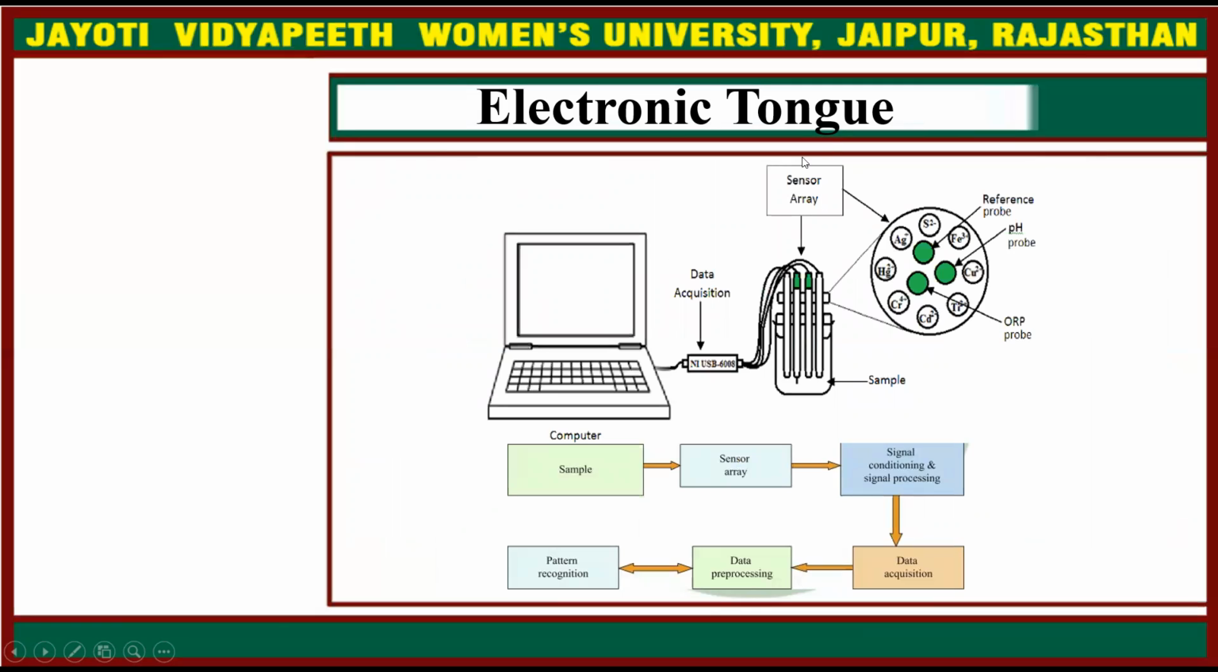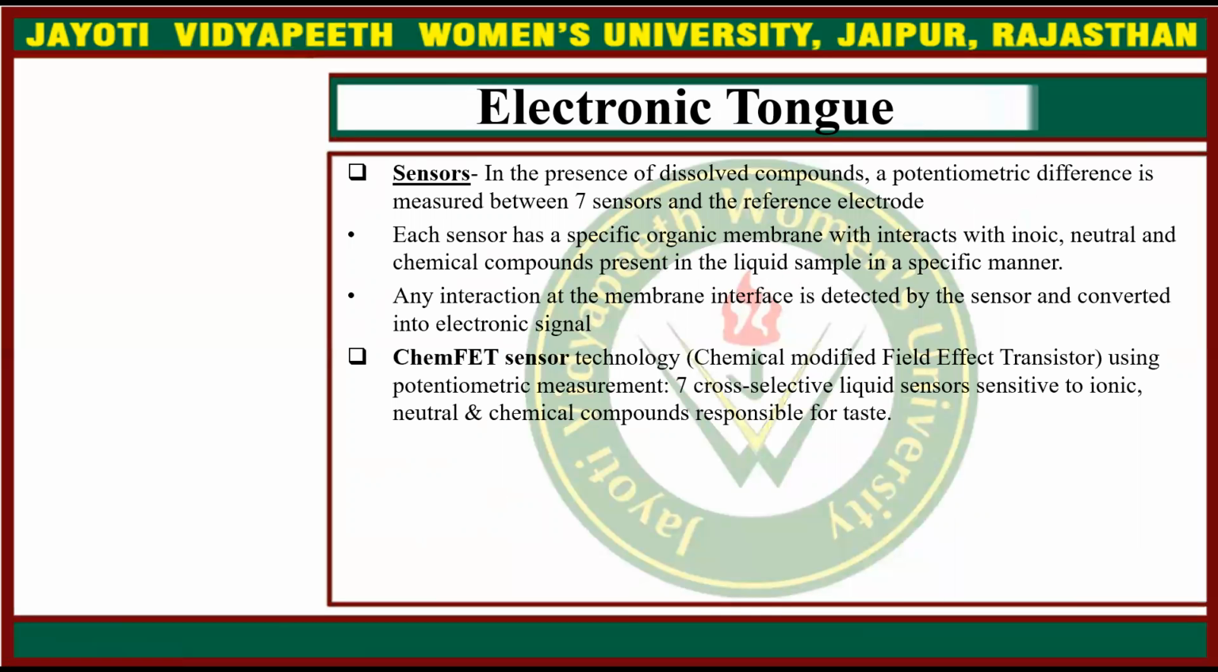Electronic tongue basically has a sensor array, which should determine which taste it is. Sample, sensor array, signal conditioning and signal processing. There is data acquisition, then data pre-processing, and then pattern recognition. That is, which type of pattern it is, and that is the taste of that food product.